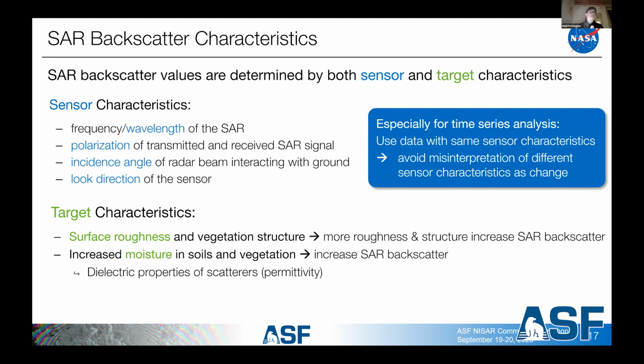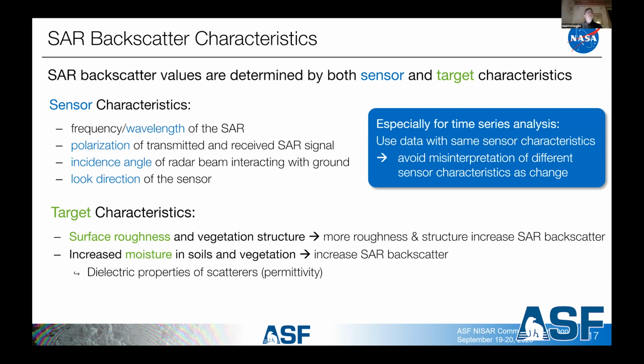Another really key component is moisture. Water has a high dielectric constant, and so when it's added to things like soil or vegetation, it increases the ability of that surface to reflect the signal. And so if you have higher soil moisture, you tend to get higher backscatter than you would if the soil is dry. Similarly with vegetation, if the vegetation is very moist, you'll get higher returns than you would get from very dry vegetation. This comes down to the dielectric properties of the scatterers that are on the Earth's surface.